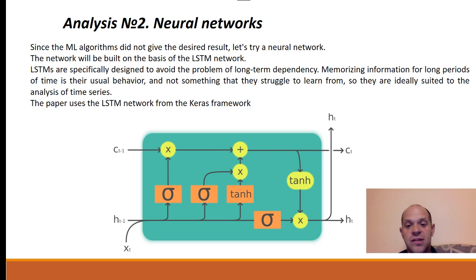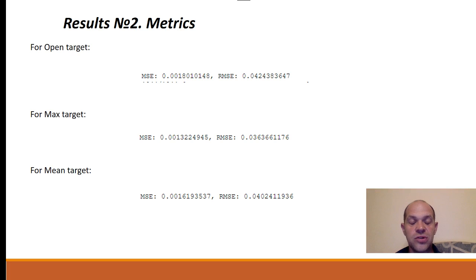So that's why I decided to try a neural network, and I used LSTM because LSTMs are especially designed to avoid the problems of long-term dependency, and it works very well with time series data. I used the LSTM network from the Keras framework. And here are the results of the calculation of my neural network based on LSTM.